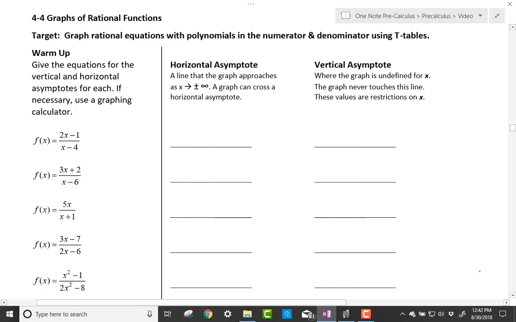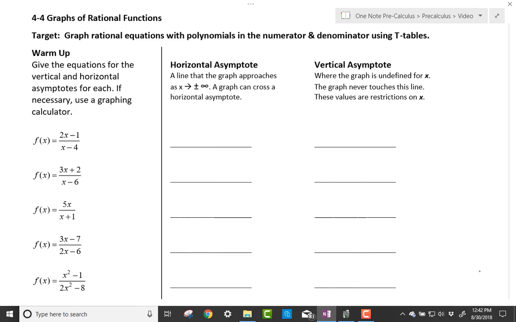All right, so surprise, surprise, Chapter 4, more graphing of rational functions. So in the warm-up today, we're going to look at some functions that you have seen and graphed. And so what we're looking for is the horizontal asymptote and the vertical asymptote of each function. Now, I'm going to start with the vertical because I think the vertical is the easier one.